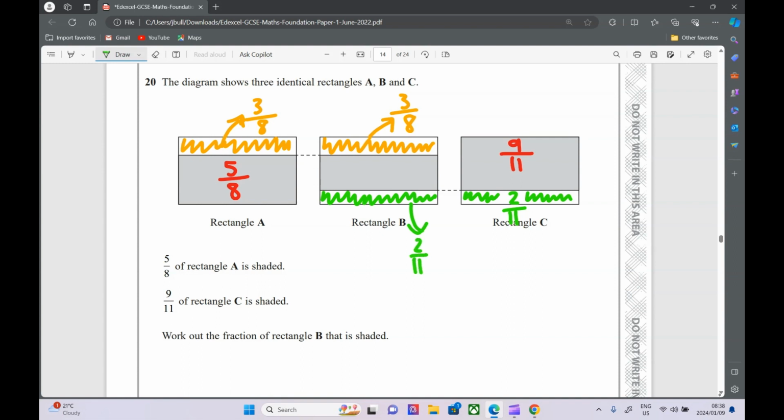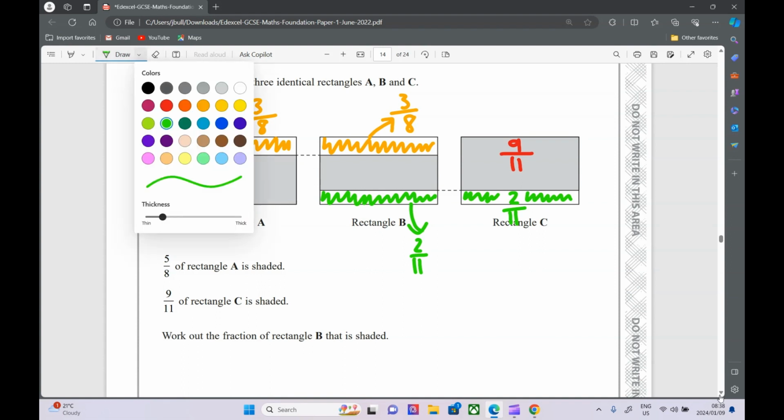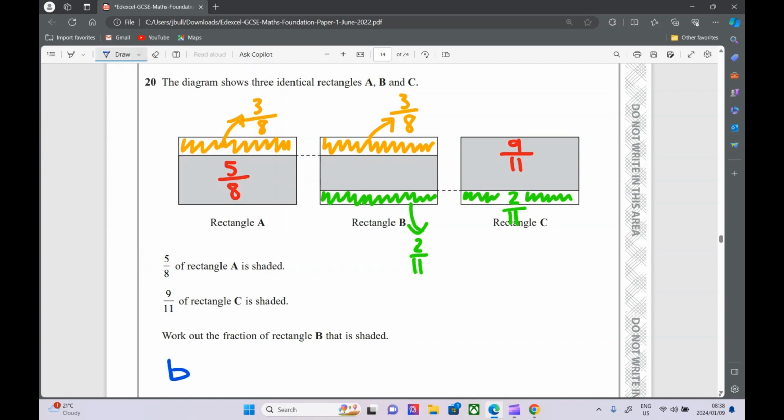So if we want to work out how much of B is shaded, we're going to say, well, if we have the whole of B, so the whole of B would just be 1. So let's just put that somewhere. So B is equal to 1 whole. You don't need to write the whole, I'm just doing it for the sake of the video. 1 whole. Take away this unshaded part. Take away this unshaded part.